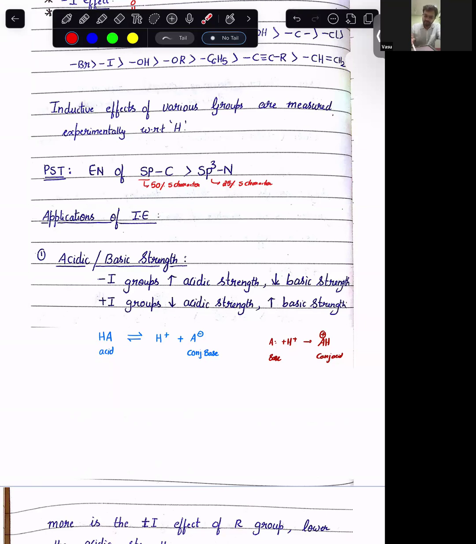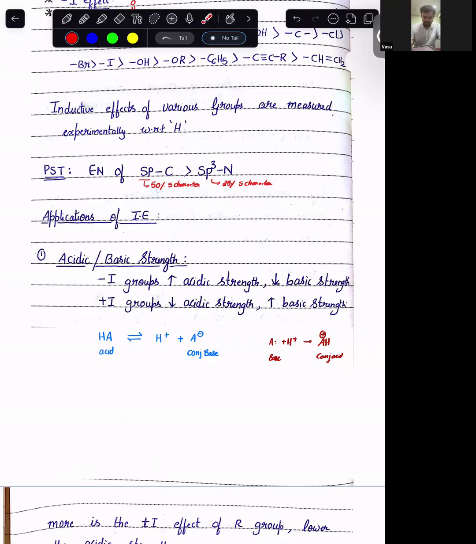A base is one which donates its lone pair to H positive, and overall the conjugate acid will have positive charge. This being positively charged, if I want to accept more and more H positive, this positively charged species must be stabilized. Positive charge can be stabilized whenever you have an electron releasing group, right? So electron releasing groups will increase the basic strength, but they will decrease the acidic strength, right?